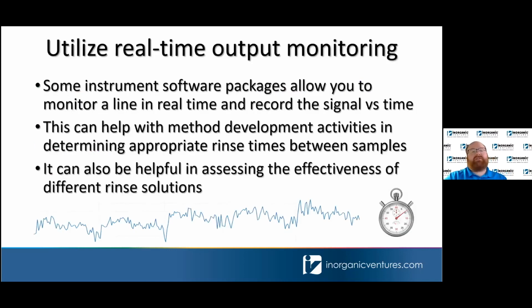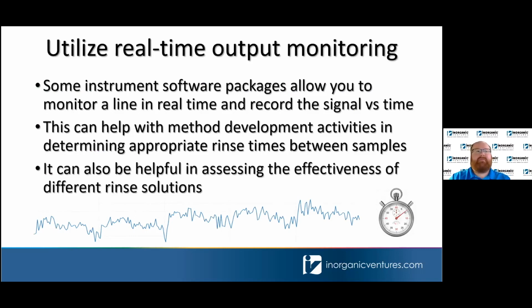So one of the strategies I like to use to monitor washout is the real-time display. Most of our software packages allow you to monitor a line or several lines at the same time and actually record the signal on a time graph. And this will help tremendously with your method development activities in determining appropriate rinse times between your samples.